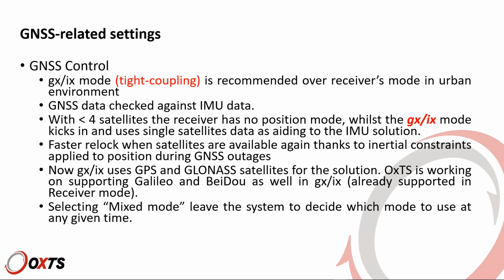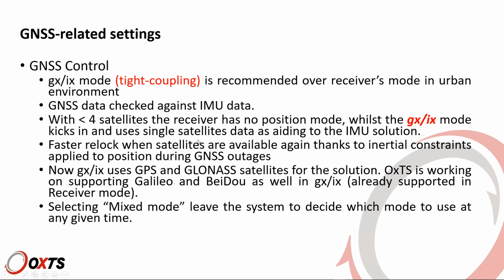The tight coupling takes both data from IMU and GNSS from the start, and it blends them together instead of having the IMU solution and the receiver solution, so to say, and then kind of average them or merge them together. What it does, it calculates one single solution starting from both GNSS and IMU data. So it's a much tighter integration. We know, from experiments that we have done, that GXIX mode is better in urban environment.